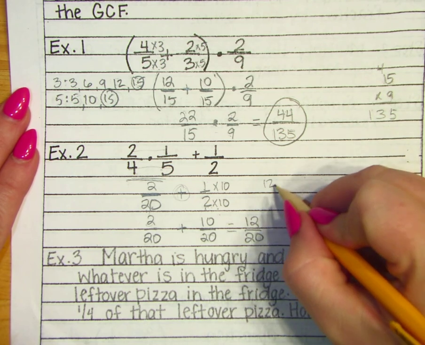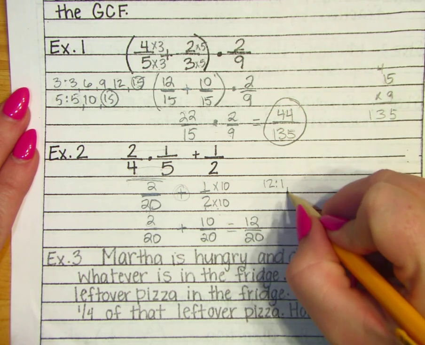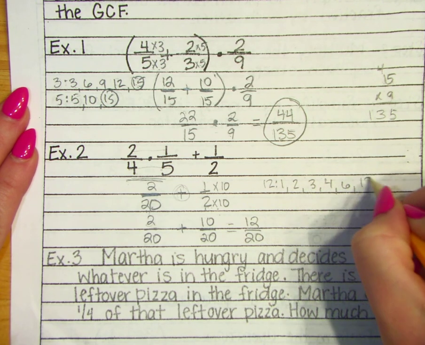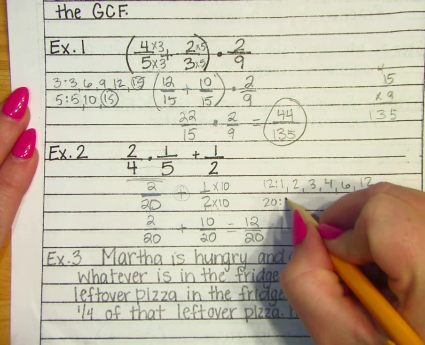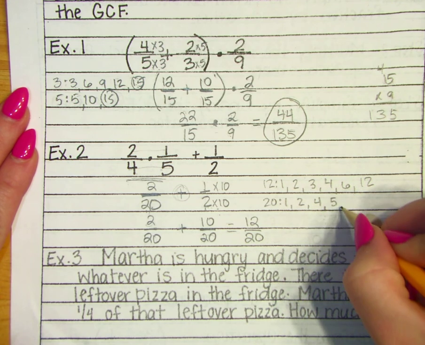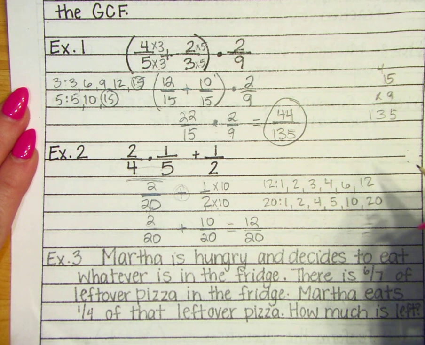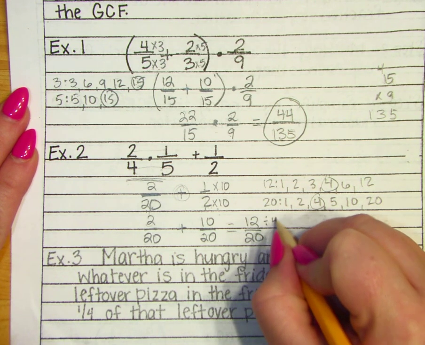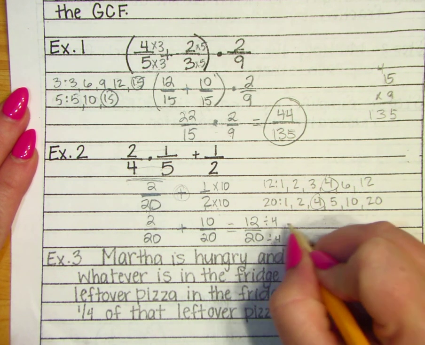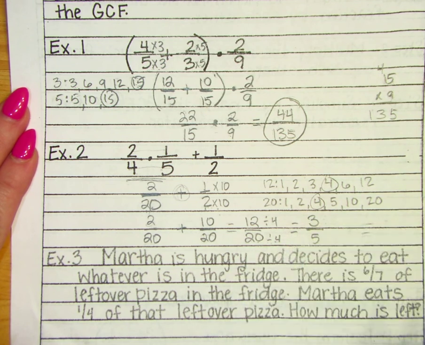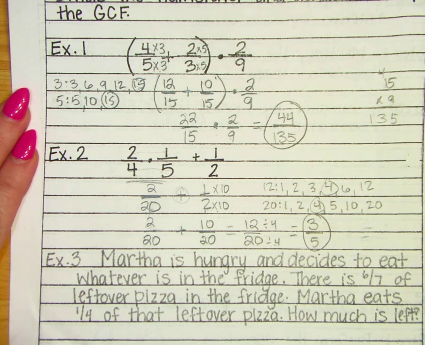Now I've got to simplify, find my greatest common factor here. Factors of 12 are 1, 2, 3, 4, 6, and 12. Factors of 20, I got 1, 2, 4, 5, 10, and 20. Greatest common factor I have here is 4. So I can divide both of these numbers by 4. And 12 divided by 4 is 3, and 20 divided by 4 is 5. So 3/5 is my reduced fraction.